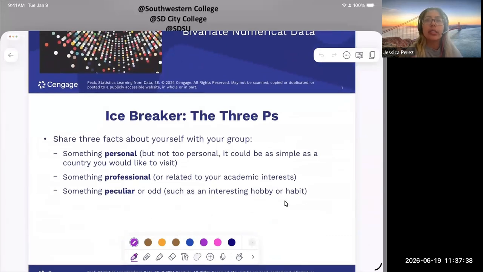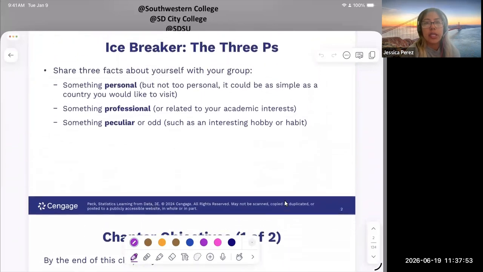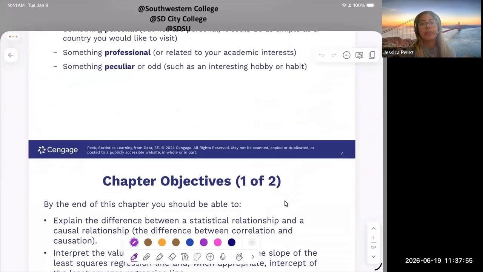So, an icebreaker, let's talk about the 3 Ps. We have to look at something personal, professional, and peculiar. Something personal, but not too personal. Something professional, something related to the academic interest, and something peculiar. So, that's just an icebreaker.